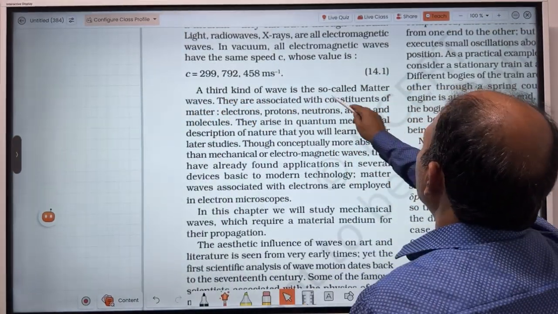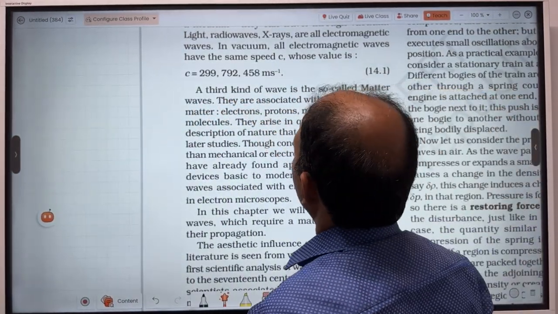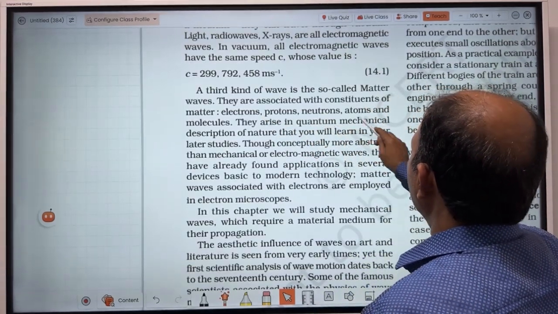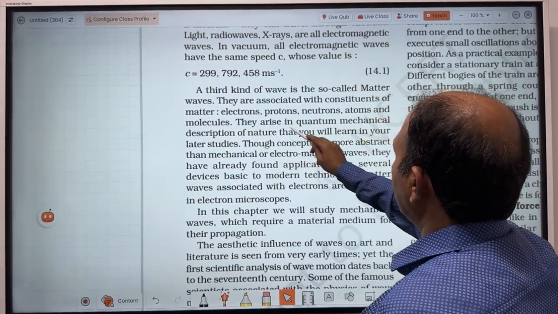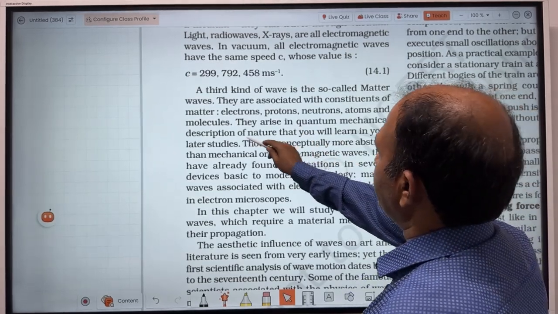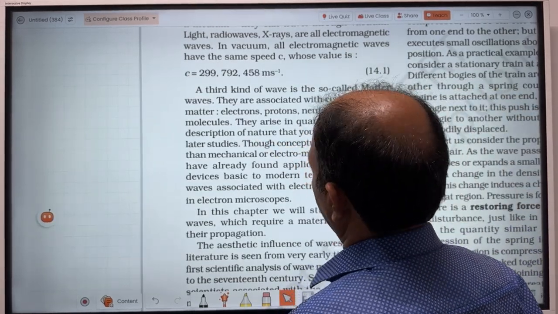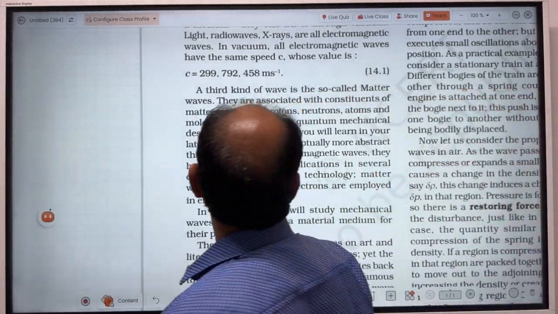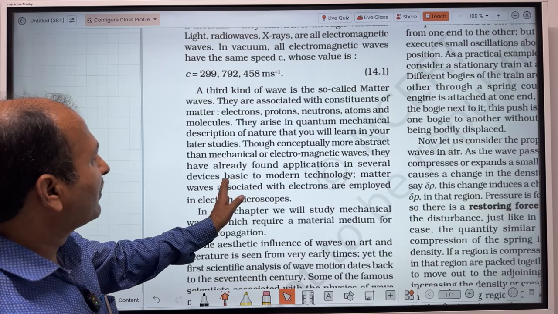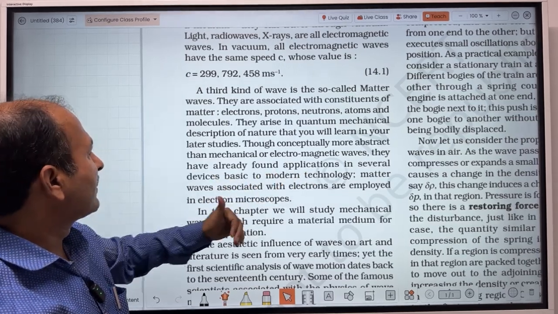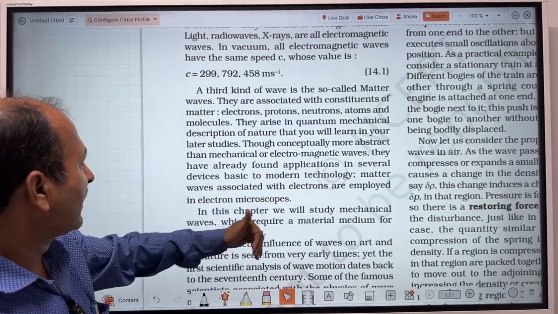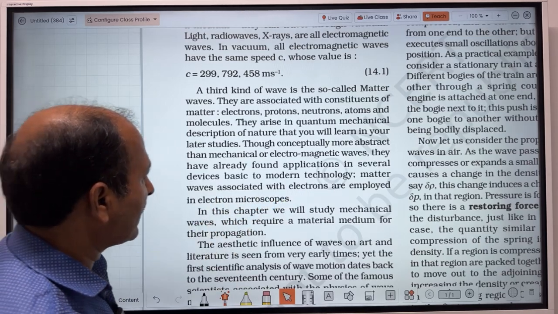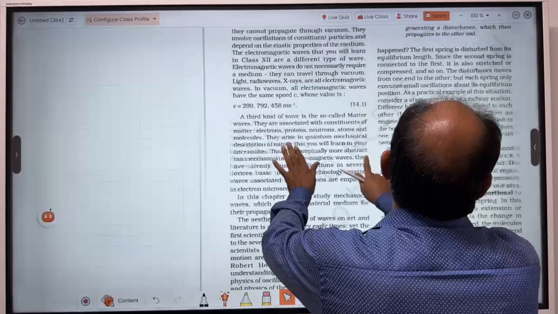The third kind of wave is the so-called matter waves. They are associated with constituents of matter: electrons, protons, neutrons, atoms, and molecules. They arise in the quantum mechanical description of nature that you will learn in your later studies, though conceptually more abstract than mechanical or electromagnetic waves. They have already found applications in several devices basic to modern technology, like matter waves associated with electrons are employed in the electron microscope. So we will study about them later on.